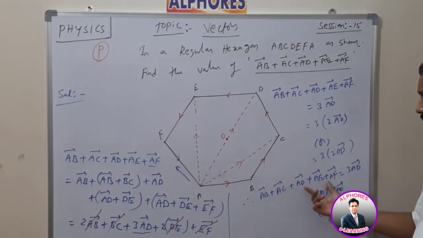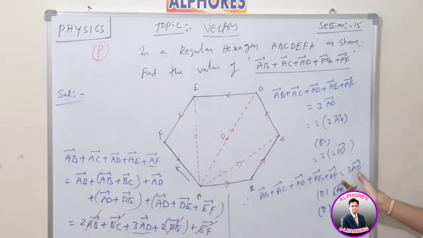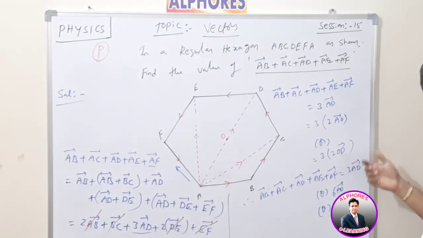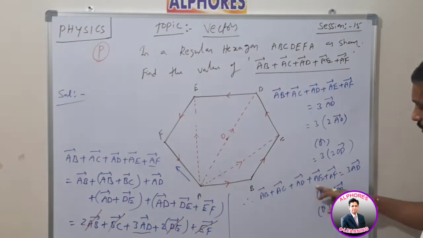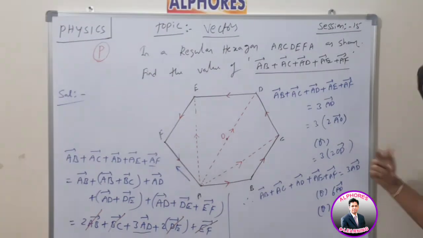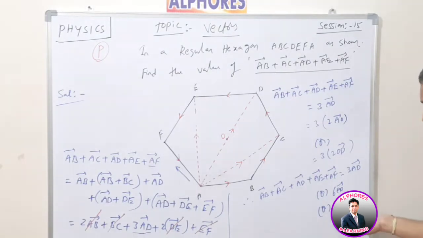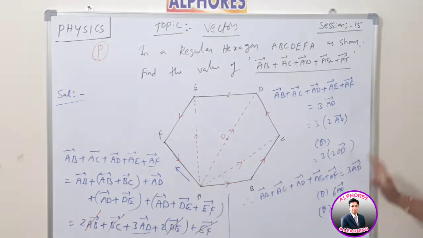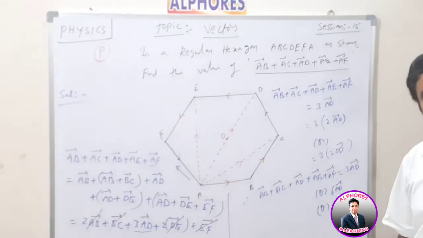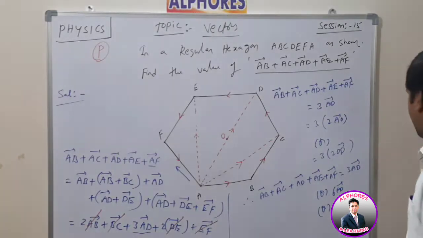The sum of these vectors is equal to, in the first option, 3 AD bar, and in the second option some other values. That is, the answer is derived in the form of AD bar, or sometimes they are asking it as 6 into AO bar, or sometimes 6 into OD bar. Okay, clear? Now this is the example for a regular polygon, that means a regular hexagon.